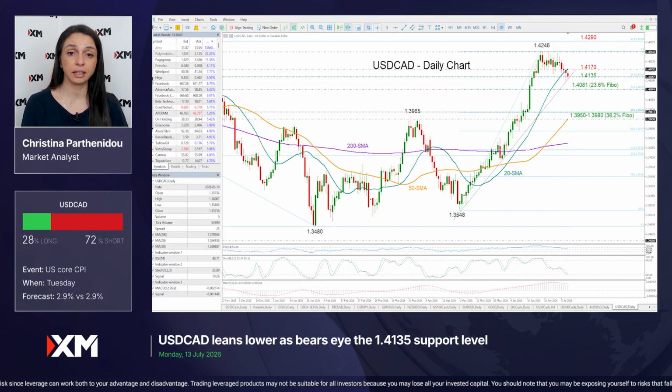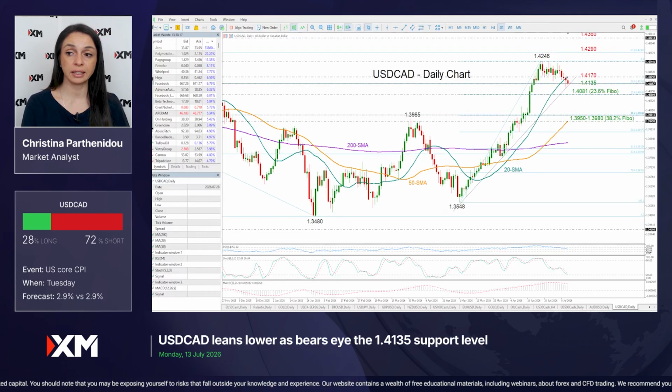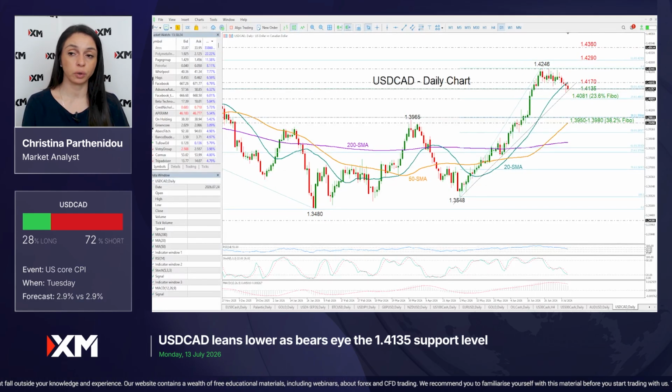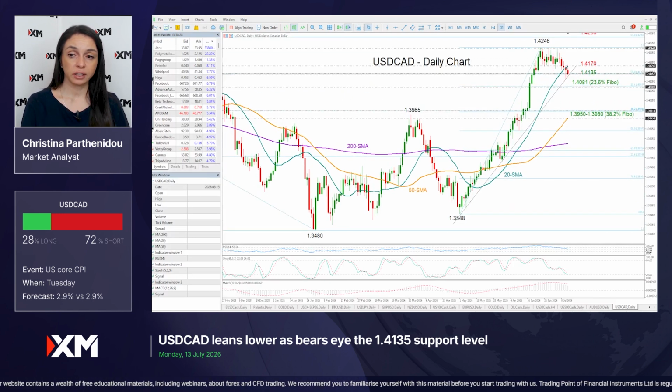And if that supports the US dollar, then we could see a rebound beyond 1.4170, which could scrap this bearish pattern and drag us back to the 1.4246 resistance. Then beyond that, the 1.4290 level is the 61.8% Fibonacci mark. This could also act as resistance before we reach the 1.4360 barrier.